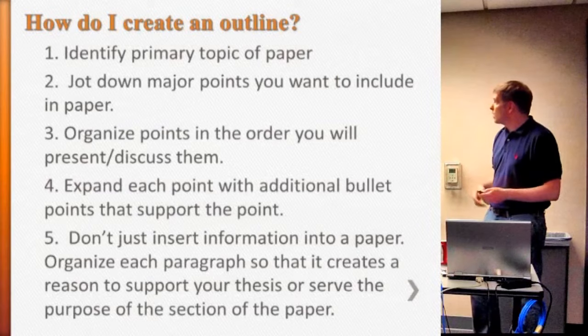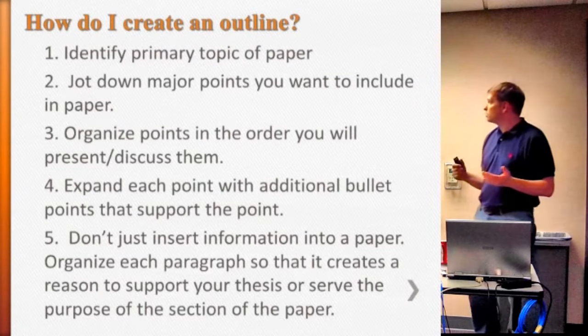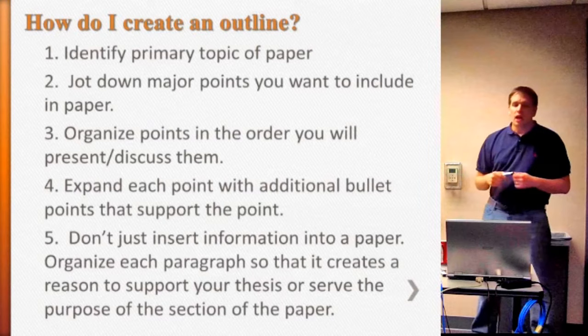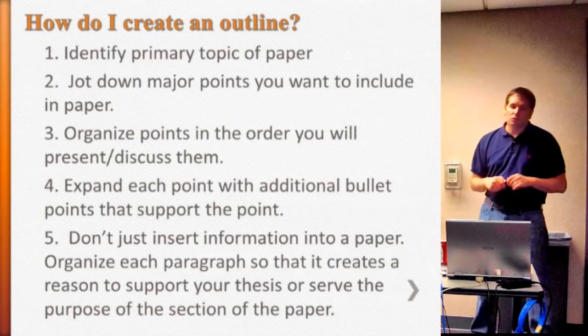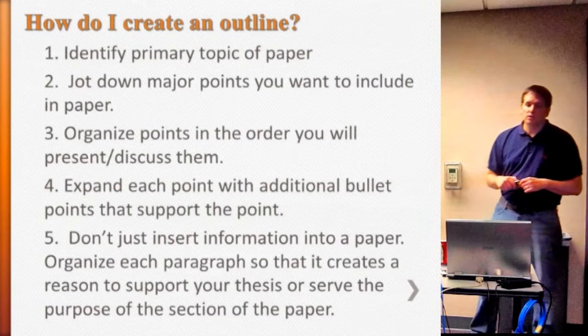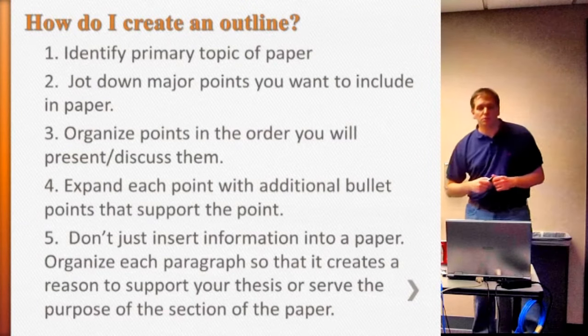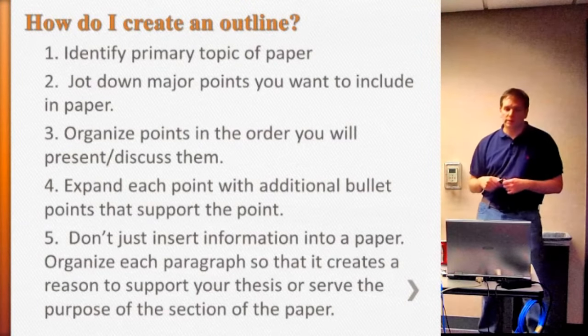So how do we create an outline? First of all, you want to identify your primary topic of the paper, which hopefully you've already done. Jot down the major points you want to include in the paper. Organize the points in the order you will present or discuss them. Expand each point with additional bullet points that support the point.